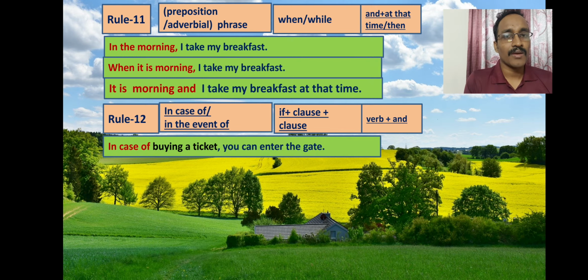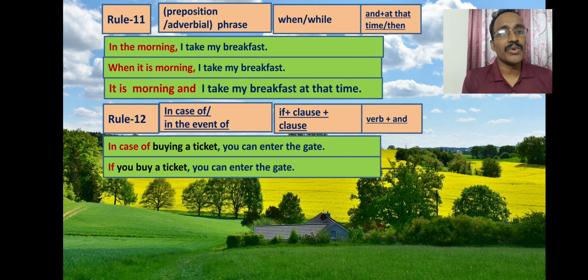See the example. In case of buying a ticket, you can enter the gate. So in case of buying the ticket, this is a phrase. You can enter the gate. This is the clause, the principal clause. And now what should we do? We should make the phrase, the first portion of the sentence, into a clause. How to make it into a clause? Using if conjunction. So see the answer. If you buy a ticket, you can enter the gate.